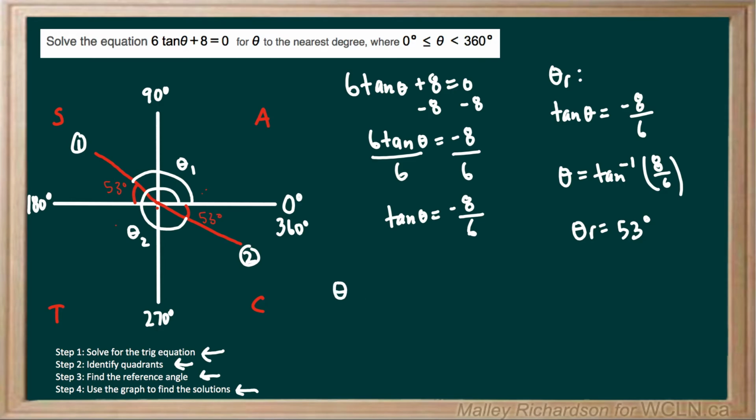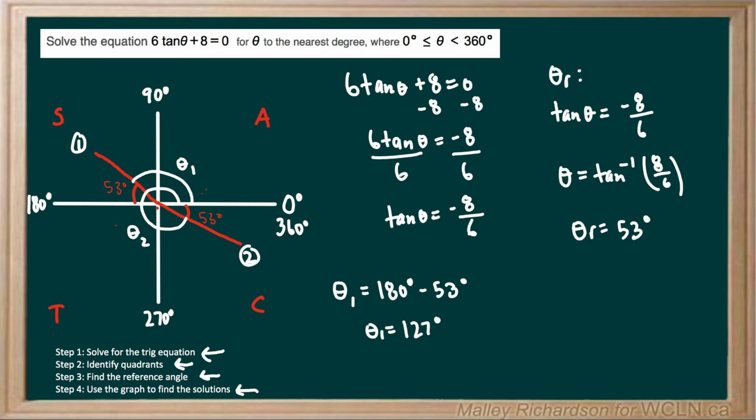So let's start by finding the value of theta 1. To do this, we want to take the difference of 180 degrees from our x-axis and our reference angle of 53 degrees. Now subtracting these two numbers together, we get a rounded answer of 127 degrees.